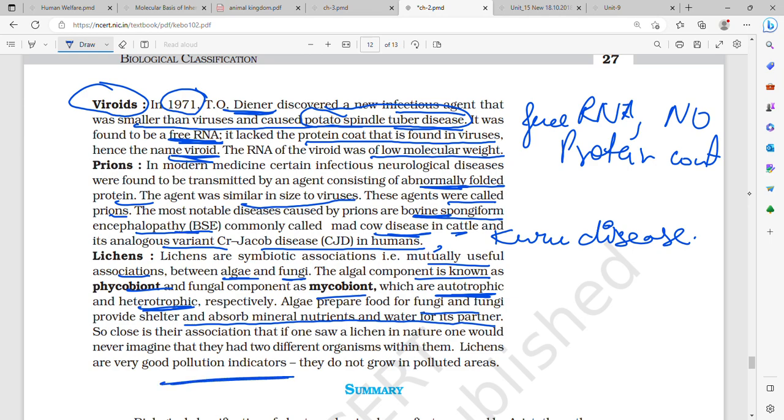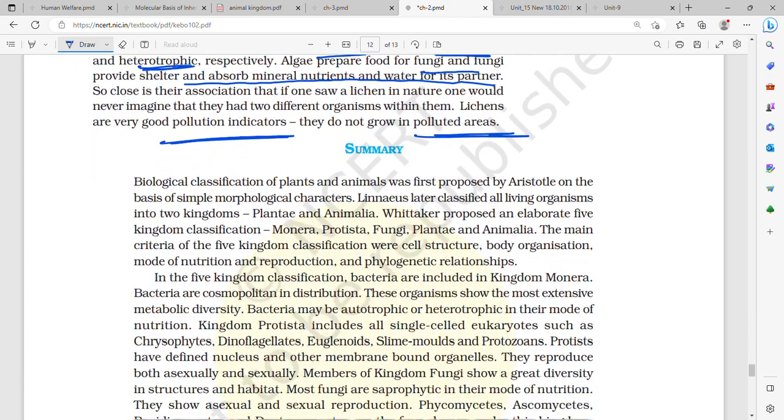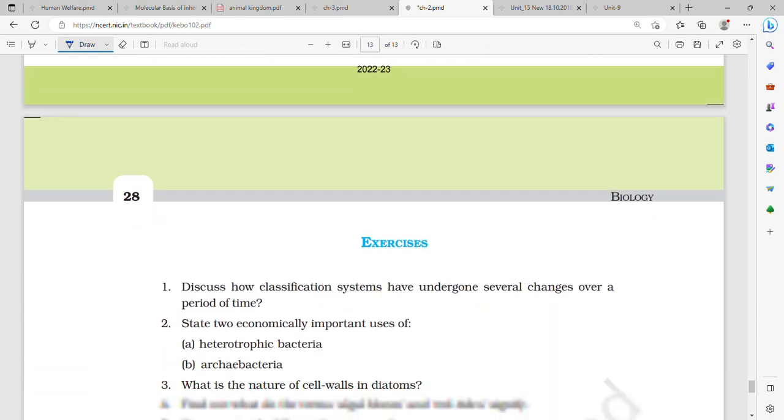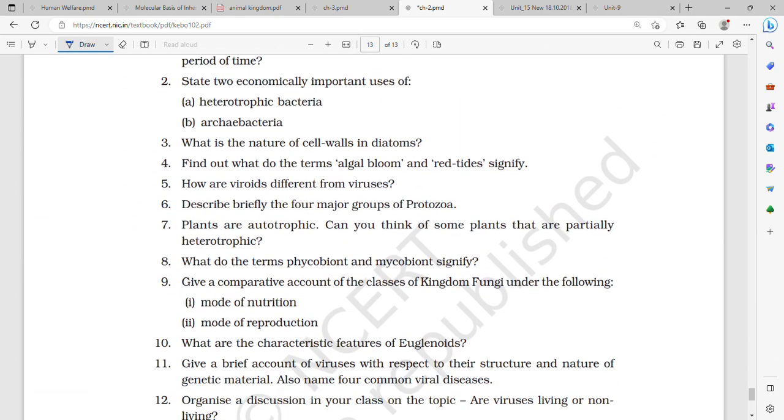Lichens are very good pollution indicators; they do not grow in polluted areas. So if you see a lichen that is not growing properly or disappears, then you will realize that pollution is very high. Wherever you see a lot of lichen, it means the pollution is low over there.